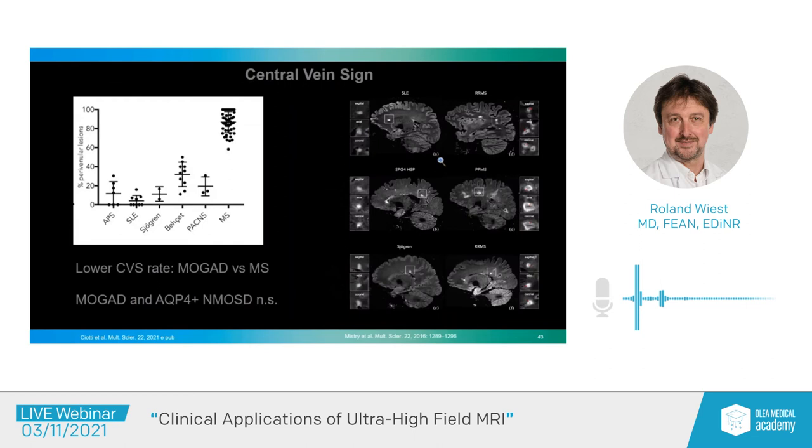And you can see here from this graph on the left that the central vein sign is much more present in patients with multiple sclerosis compared to other autoimmune disorders, like, for example, lupus erythematosus or also Behçet disease. And there's also a difference between the numbers of central vein signs in patients with multiple sclerosis compared to aquaporin 4 positive NMO spectrum disorders and MOGAD. So this has also been shown, while the MOGAD and the aquaporin 4 antibody NMOSD did not significantly differ. So it's a marker, or a helper, to identify the central vein sign.